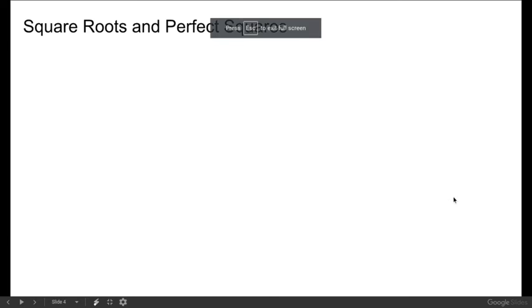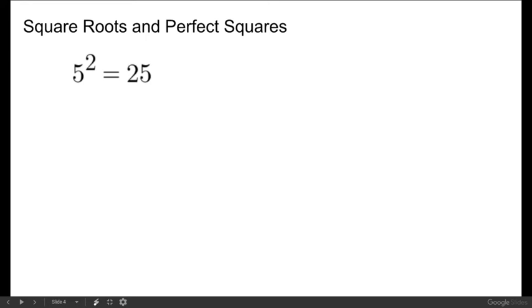This video is here to help you with square roots and perfect squares. So let's talk about some of the basics of square roots. What is 5 squared? 5 squared is 25. Why? Because 5 times 5 is 25. You multiply 5 by itself twice.